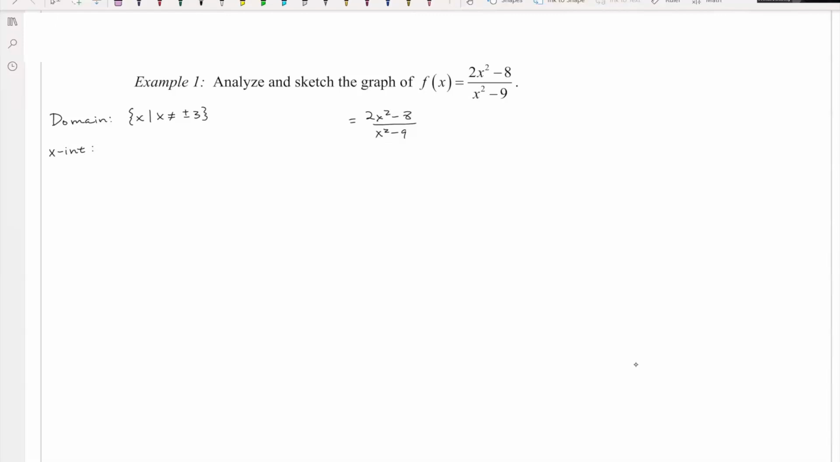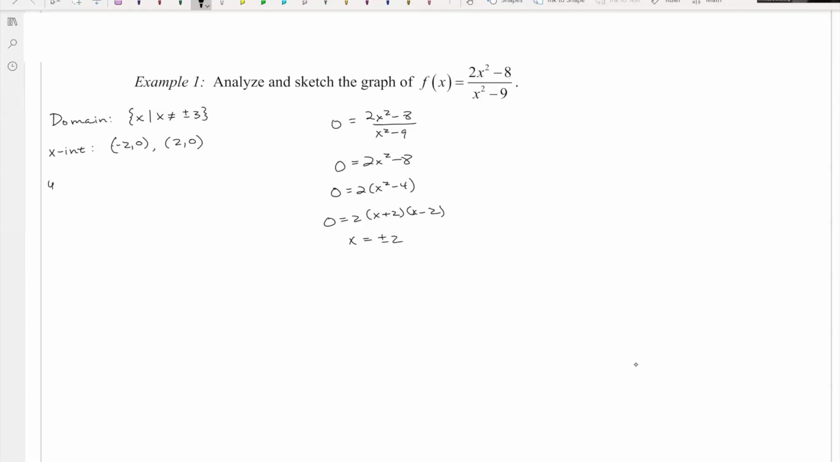So we're going to set that y value equal to 0. If you multiply both sides by the denominator, you just have this. Solving this, I could factor out a 2. I would get x squared minus 4. 0 equals 2 times x plus 2, x minus 2. So we've got x equals plus or minus 2. So our x-intercepts are going to be at (-2, 0) and (2, 0).